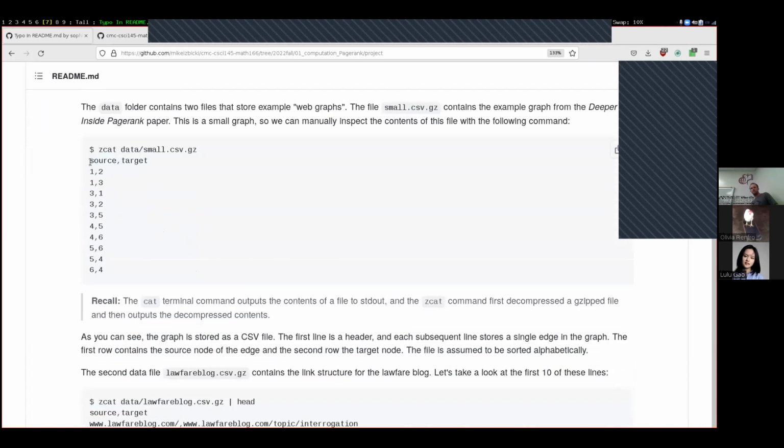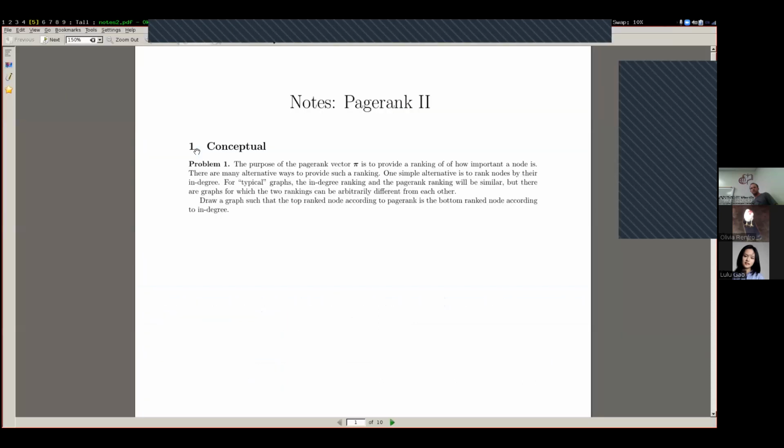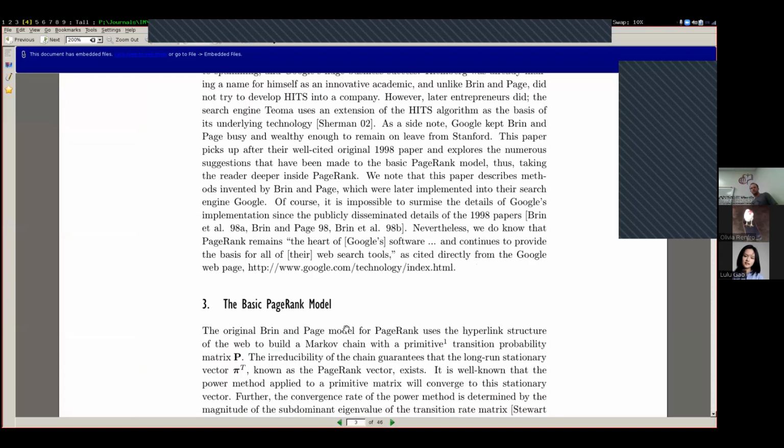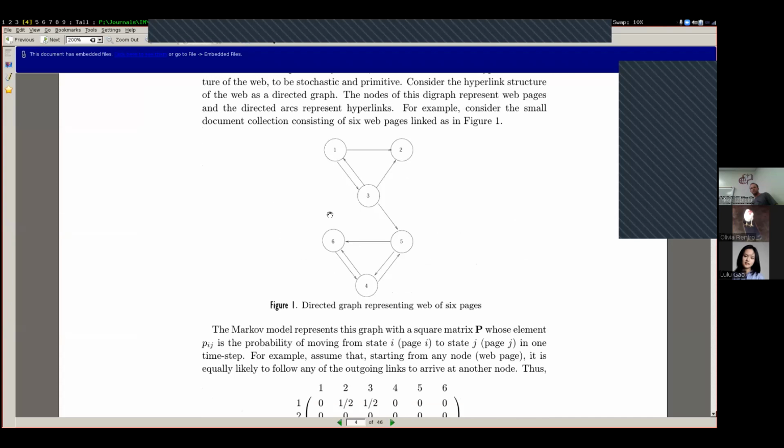But just to get a sense of how big this data is, this small.csv is the sample graph from the original PageRank paper. So if I can jump to that, there we go. This paper, sample graph right here. The small is just this very, very small graph. And the purpose of this small one is so that you can more easily check that your numerical solutions are getting the right values, because you can visually see what this graph looks like.